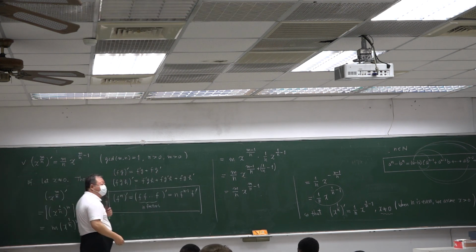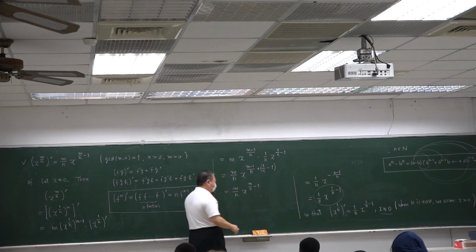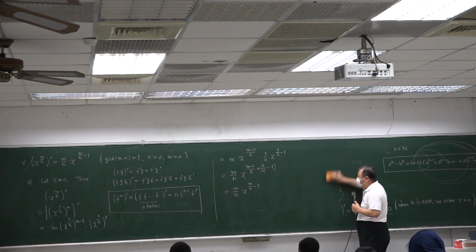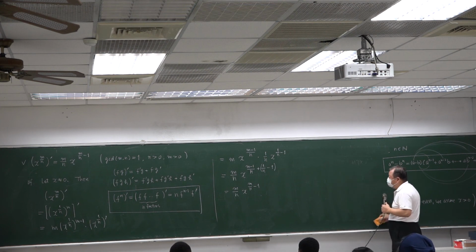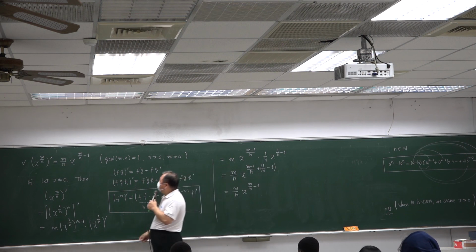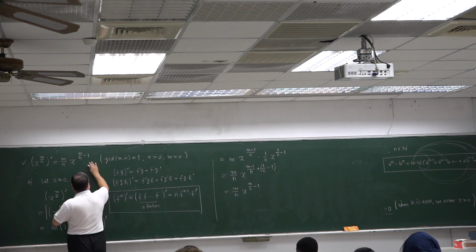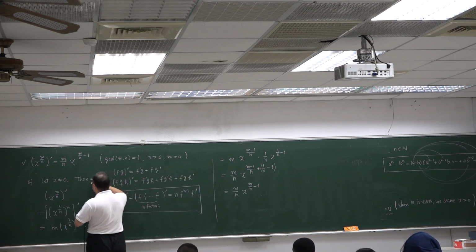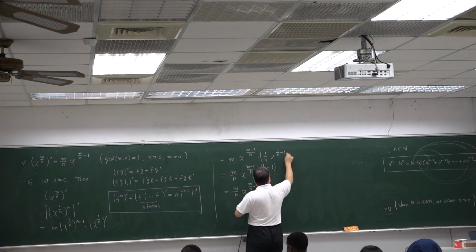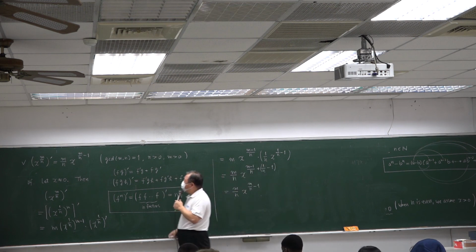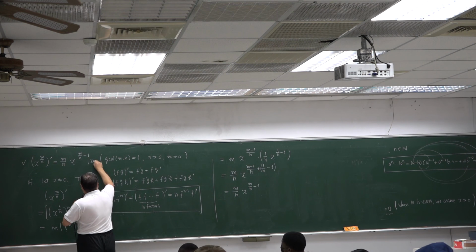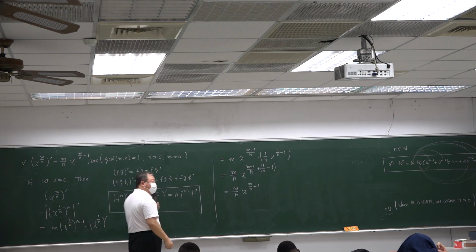Finally, if m is negative, more precisely, we assume x is not 0, because when we apply this one, x is not 0. Okay, take a short break.